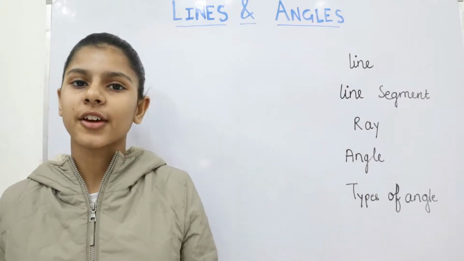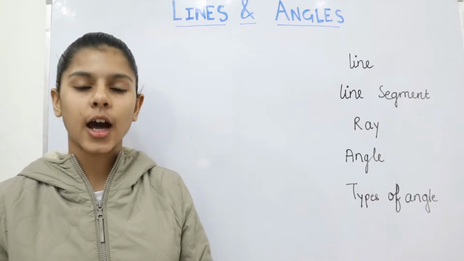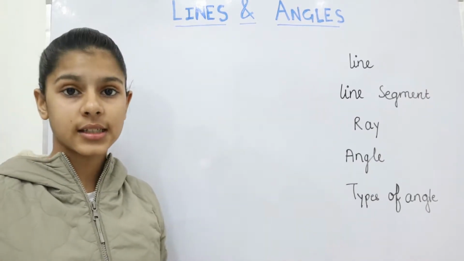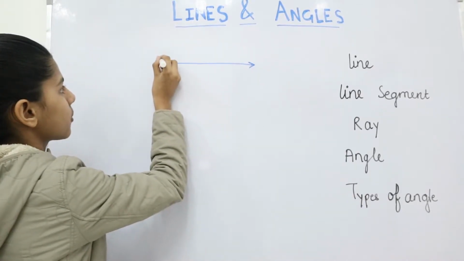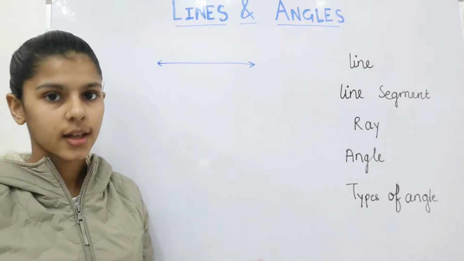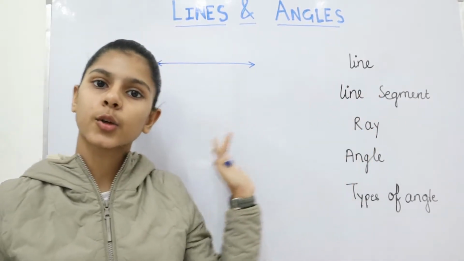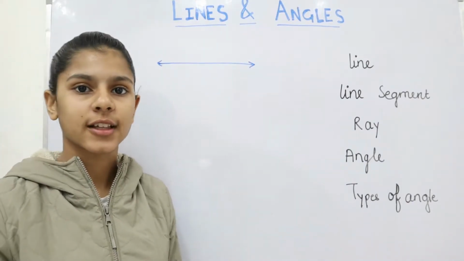These terms we are aware of, we have studied in class 7th and class 8th as well. Now we will just summarize and revise them. So first is line. What is a line? A line is a straight line which can be extended in both directions endlessly. It does not have any end. In both directions it can be extended towards infinity. So it cannot be measured. It does not have a fixed length.